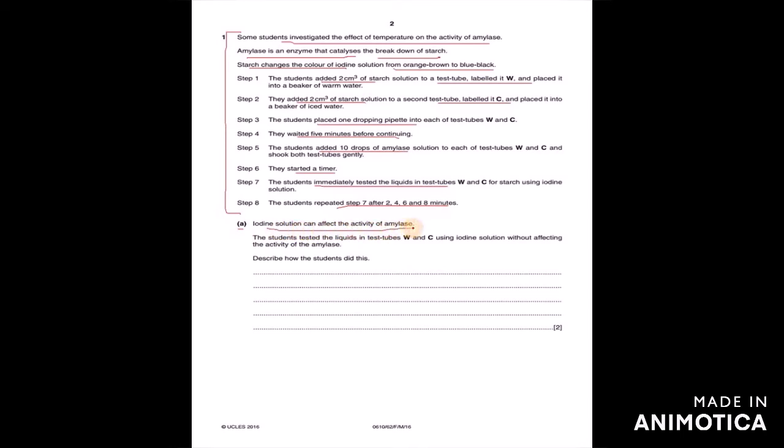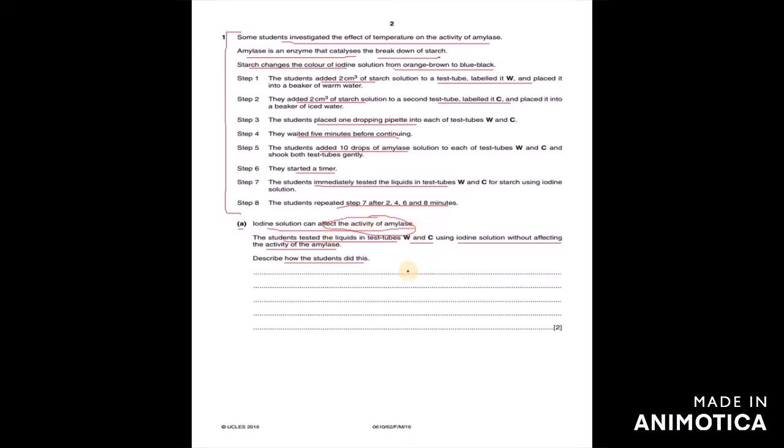Iodine solution can affect the activity of amylase. The students tested the liquids in test tube W and C using iodine solution without affecting the activity of the amylase. Describe how the students did this. Now, from the question it is evident that iodine is toxic for the enzymes and therefore should not be added to the whole solution in test tube W and C. Otherwise, there will be no activity of enzymes.